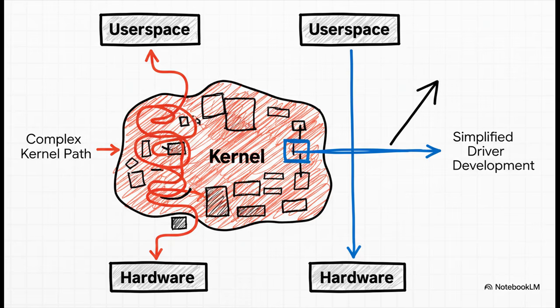This idea is so important that we even have entire frameworks built just to support it. The Userspace I/O framework, or UIO, is a perfect example. Its whole purpose is to make it easier for developers to write hardware drivers that live entirely in Userspace, letting them skip all the complexity of working deep inside the kernel.